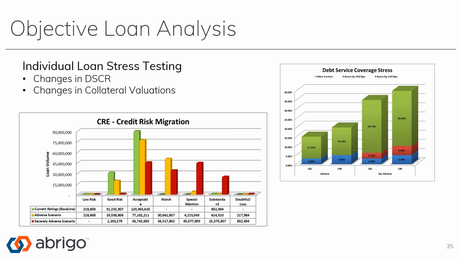You might also want to look at an individual credit itself and say, hey, this person would move from a 3 to a 5 based on my adverse or my severely adverse scenario. So when you're underwriting that credit, you at least know in the back of your mind what you have going on that front. You can go to the next slide, Thomas.